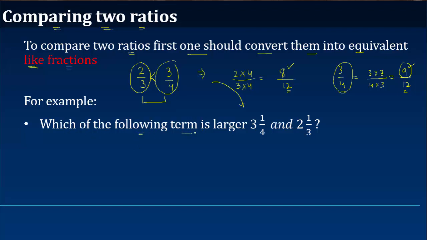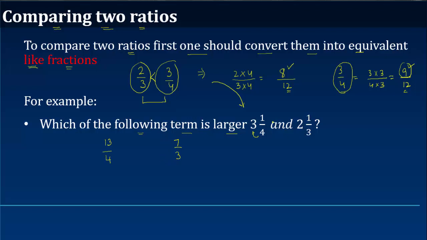Which of the following terms is larger? 3 1 by 4 and 2 1 by 3. So 3 1 by 4 can be written as 4 times 3, 12, plus 1, 13 upon 4. Similarly, 2 1 by 3 can be written as 3 times 2, 6, plus 1, 7 by 3.